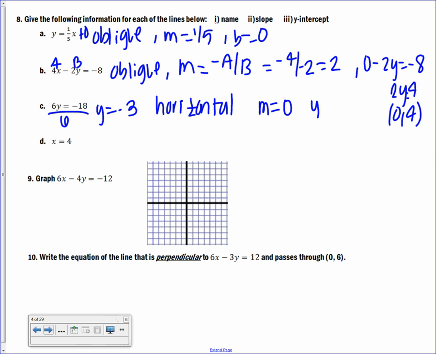And the y-intercept of the horizontal line is -3. X equals 4 then must be the vertical line. The slope for all of those is undefined.